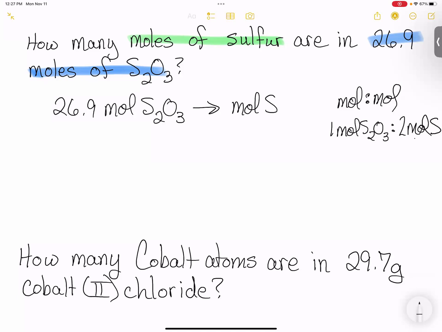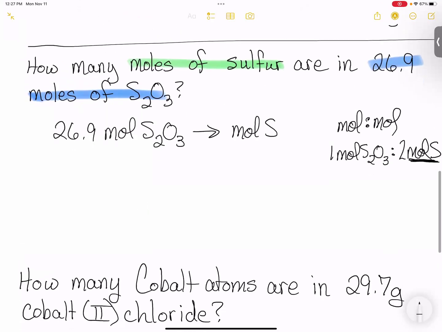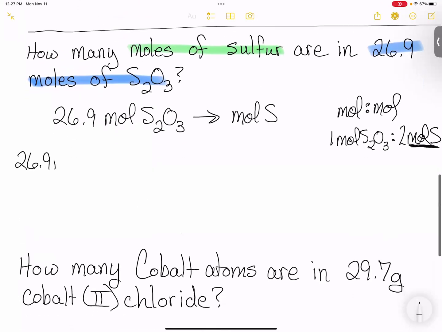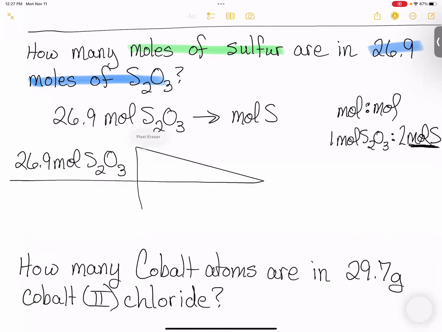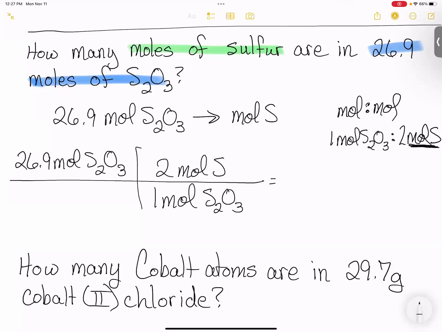A lot of times, if you come across something that has the unit you desired in it, you probably are done. So I would have started with the 26.9 moles of S2O3. And I would have used the fact that 1 mole of S2O3 contains 2 moles of S. So in other words, we're dealing with 53.8 moles of sulfur. And since that is what we were looking for, that is our answer. Questions?